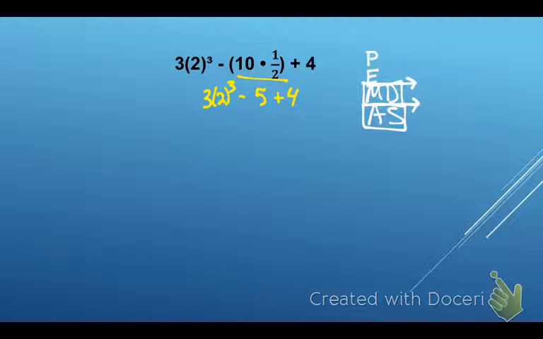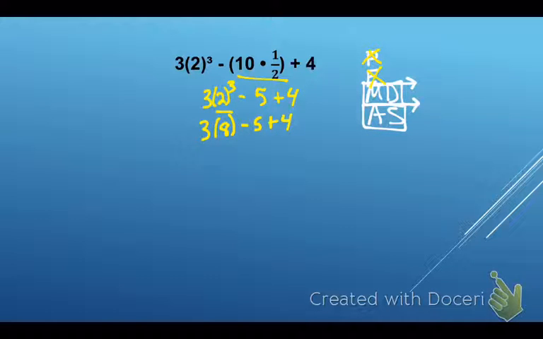The next thing, we are done with parentheses, so we're going to go ahead and cross it off. Next thing we should do is exponents. Do we have an exponent? Absolutely. We have 2 cubed. 2 times 2 times 2, that'll give us 8. So we should have 3 times 8 minus 5 plus 4. Are we done with exponents? Yes, we are. Crossed off.